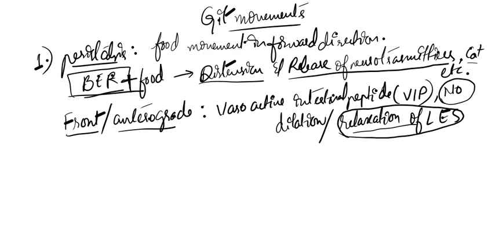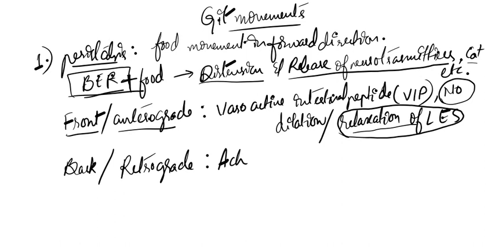And only this forward movement leads to passage of food? No, there is one more mechanism that gives the support, that is backward movement or retrograde. So who acts in the backward stage? That is acetylcholine, then substance P, etc. These cause contraction in the backward region.